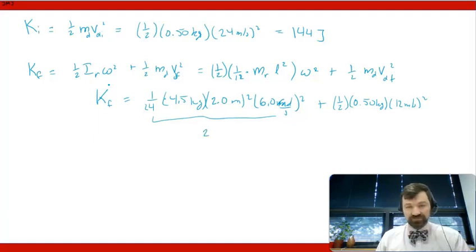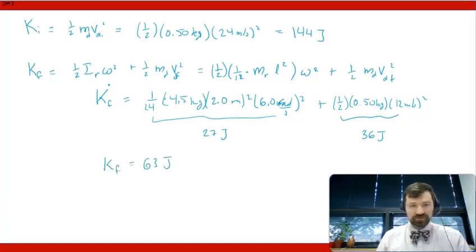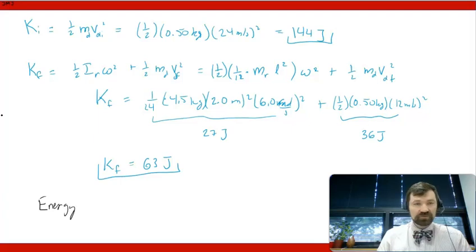Okay, this term right here ends up being, excuse me, 27 joules. This term right here ends up being 36 joules, and so my total final kinetic energy is 63 joules. So if my final is 63 joules and my initial was 144 joules, then it follows that energy has not been conserved in this collision.